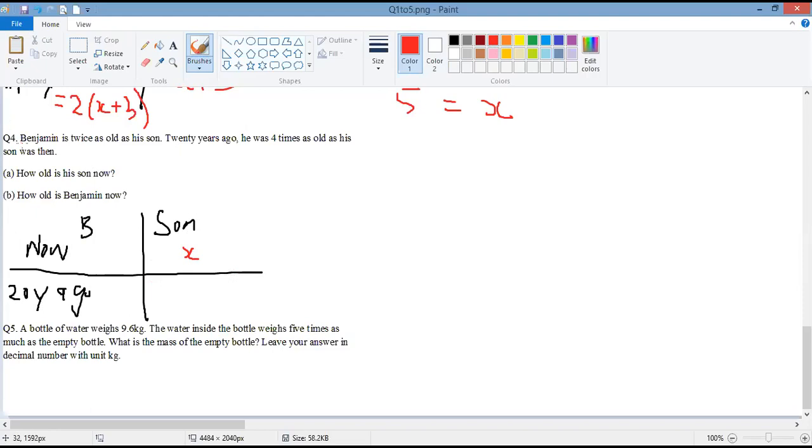Then we look at the first sentence. Benjamin is twice as old as his son. Twice as old means Benjamin's age will become 2x. Twice, so 2 times x becomes 2x. Then 20 years ago, you can directly fill in before you read the second sentence. 20 years ago, so the age of the son becomes x minus 20. So here, Benjamin's age 20 years ago becomes 2x minus 20.